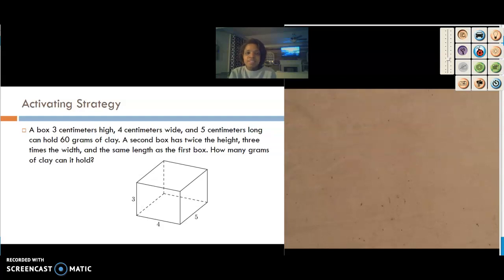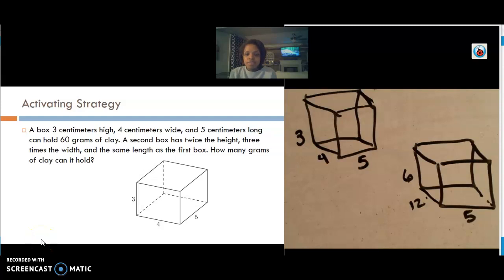Hey guys, we're going to get started with our activating strategy. It says a box 3 centimeters high, 4 centimeters wide, and 5 centimeters long can hold 60 grams of clay. A second box has twice the height, 3 times the width, and the same length as the first box. How many grams of clay can it hold? Alright, go ahead and pause me and get started.